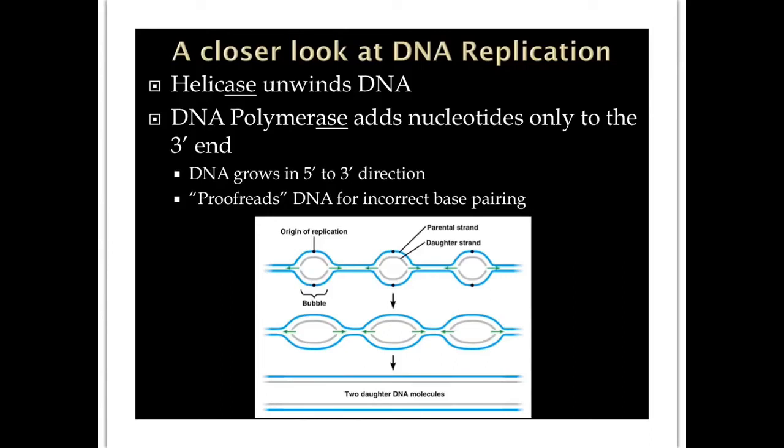Another function of DNA polymerase is that it proofreads DNA during this process, and what it's going to look for is incorrect base pairing. So if DNA polymerase accidentally matches A with G, it will actually cut out the G and replace it with a T. This process happens very quickly, and even though there is a built-in proofreading mechanism, mistakes still do happen.